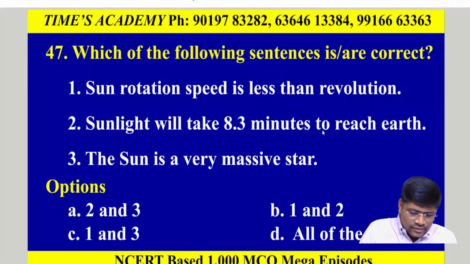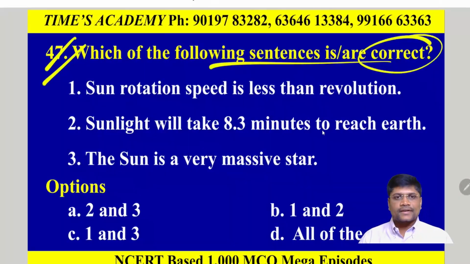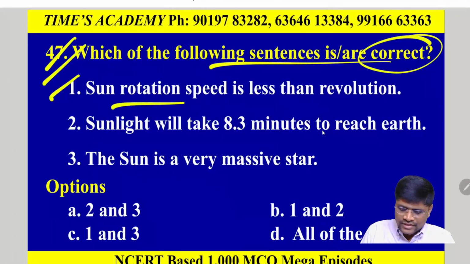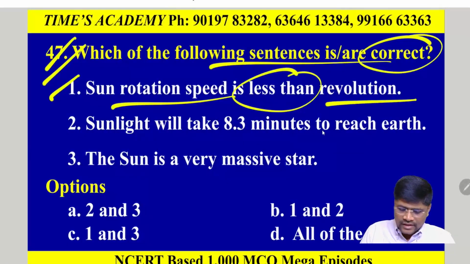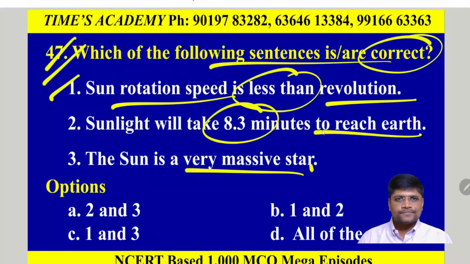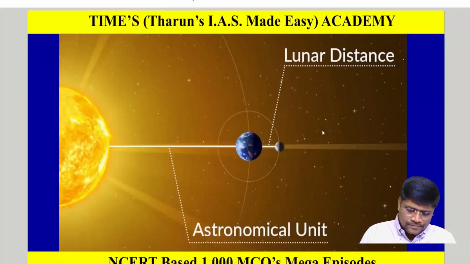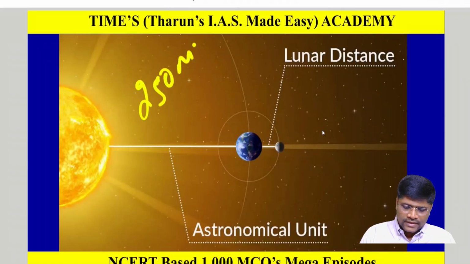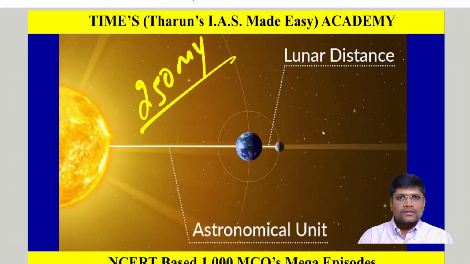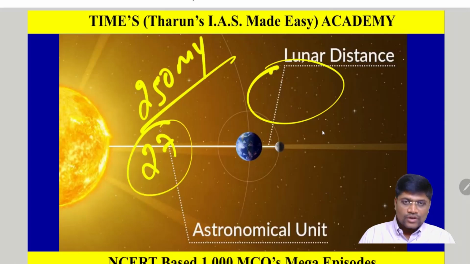So let's continue with question number 47. Which of the following sentences is correct? Option 1 says the Sun's rotation speed is less than the revolution. Sunlight will take 8.3 minutes to reach the Earth. The Sun is a very massive star. Okay, so let's see the explanation. We know that 250 million years is the time taken by the Sun or the solar system to go one complete revolution around the Milky Way galaxy, whereas the Sun hardly takes 27 days to complete one rotation on its own axis.